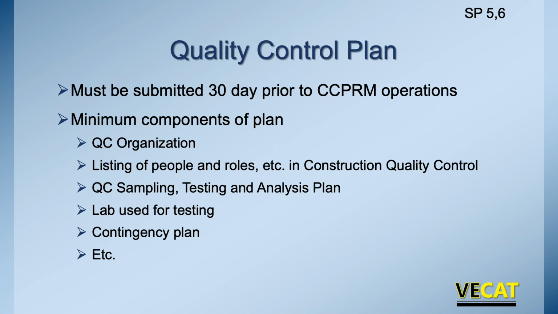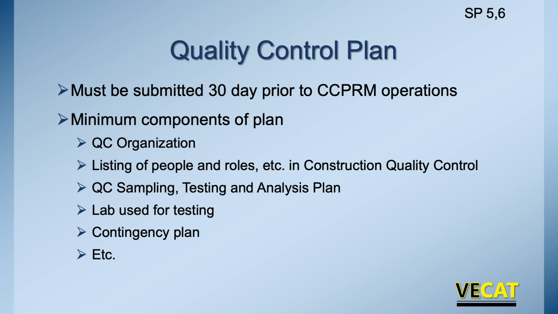The QC plan, again, the contractor is submitting something. This is saying to the department, this is what we're going to do. It needs to be submitted at least 30 days ahead so the department has time to go through it, review it, make any comments. But the minimum components are, what's the organization, who's doing the QC, who's responsible for the QC, list the people and roles, who they are, what they're doing, what their QC sampling, testing, and analysis plan is. So what other things are they doing besides just that acceptance test to make sure that the material meets spec?